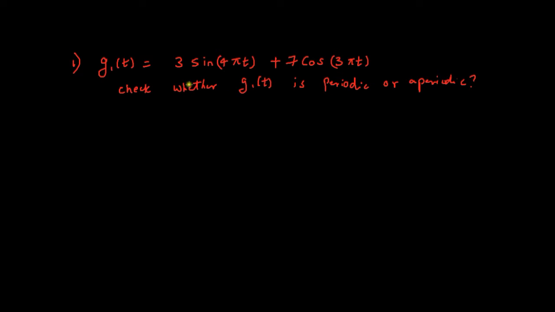Let's see an example. Here, let g1 of t be a linear combination, 3 sin 4 pi t plus 7 cos 3 pi t. Our job is to check whether g1 of t is a periodic or aperiodic signal. If it is periodic, then we have to determine the fundamental period. Let's follow the procedure. Let's first find out what t1 is. Since omega 1 is equal to 4 pi, 2 pi upon t1 equals 4 pi. So t1 is equal to 1 by 2.